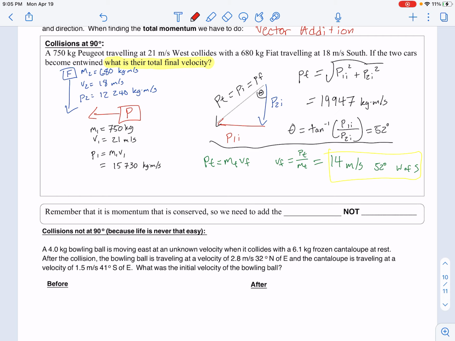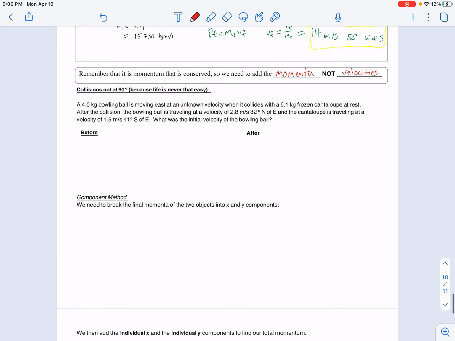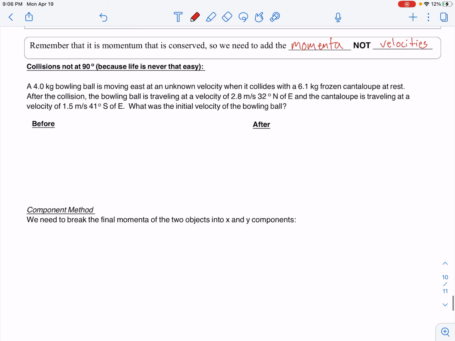So, key thing is, we need to remember that momentum is what is conserved. The law of conservation of momentum is that momentum is conserved. So the total momentum before collision is going to be equal to the total momentum after collision. So in order to figure out what that is, we need to add the momenta, not adding velocities. All right. So 90-degree collision, relatively simple, relatively straightforward. Again, just ends up being some plug and chug math.